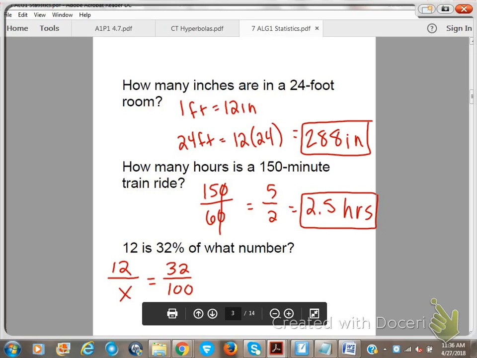What can you do if you have a fraction equals a fraction like this? Cross multiply. Good. So if we cross multiply, what is 32 times x? 32x. And what is 12 times 100? 1200. And then, Lindy, if we want to get x by itself, what would you do now? Good. Divide both sides by 32.